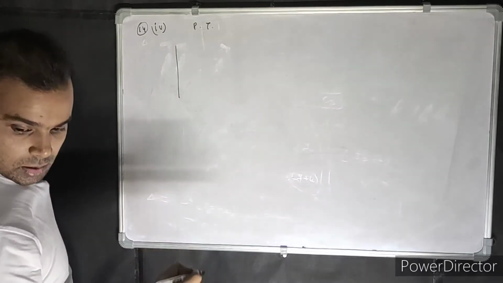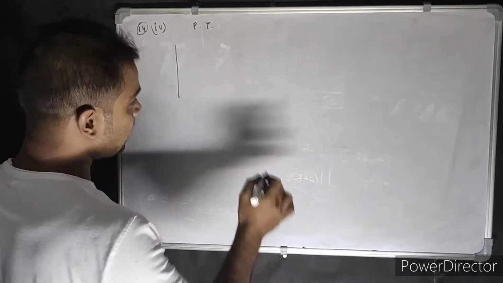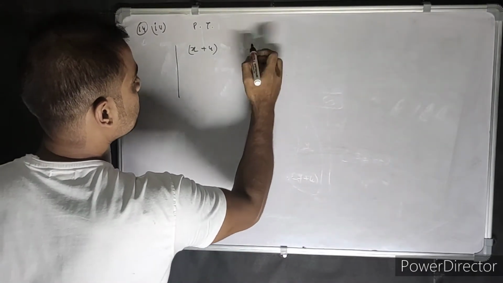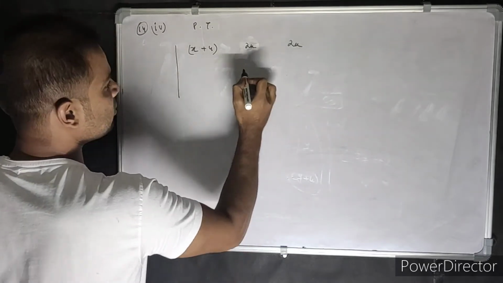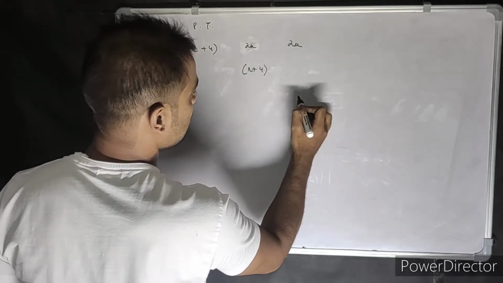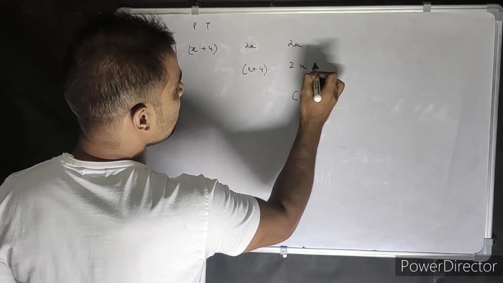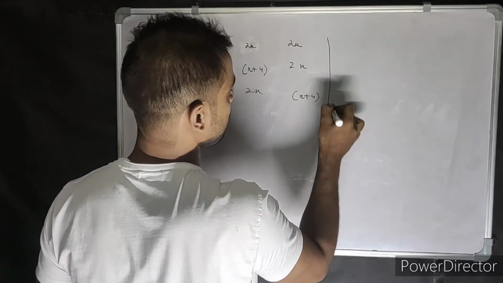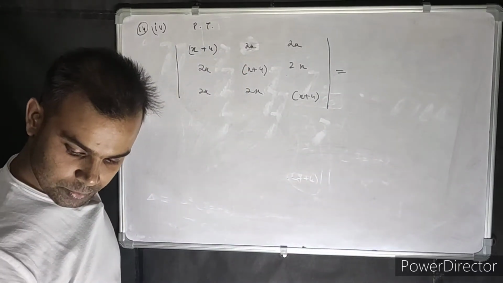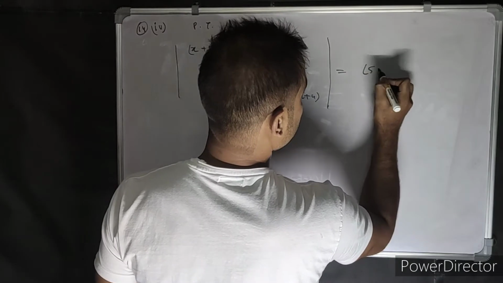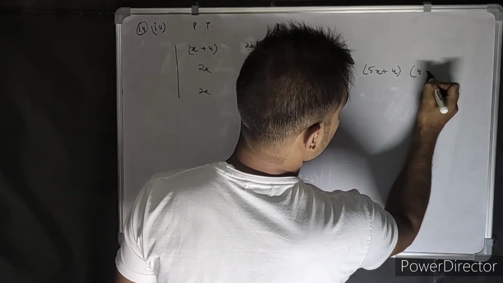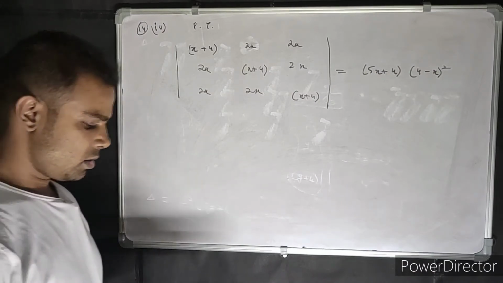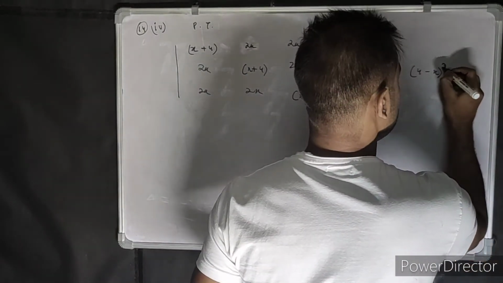Prove that the determinant with rows x plus 4, 2x, 2x; 2x, x plus 4, 2x; 2x, 2x, x plus 4, where x plus 4 is actually on the diagonal and everywhere else it's 2x, is equal to 5x plus 4 times 4 minus x whole square. That is a square.